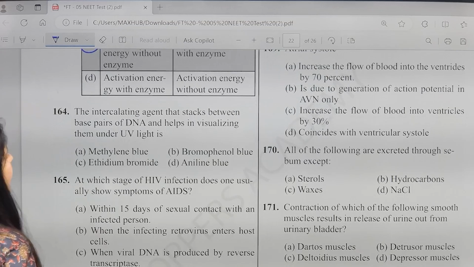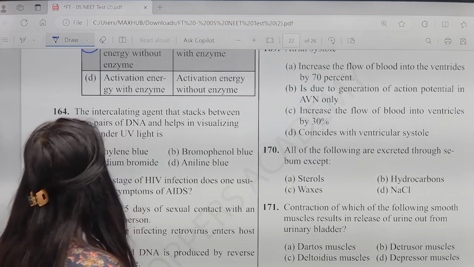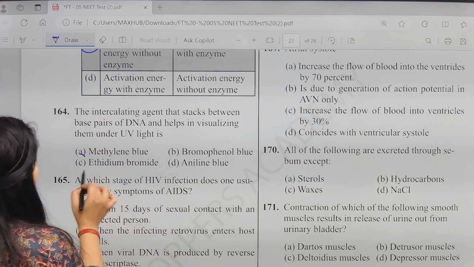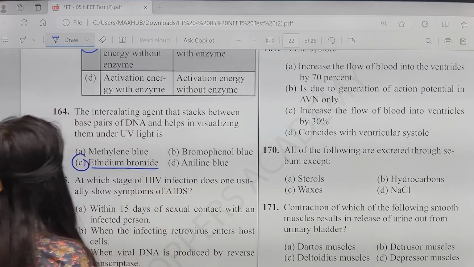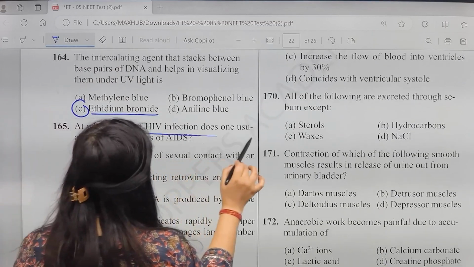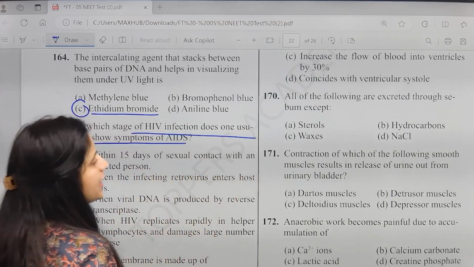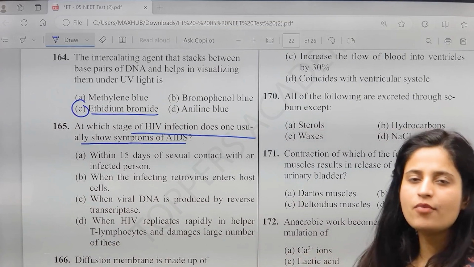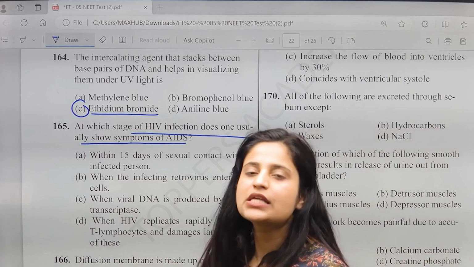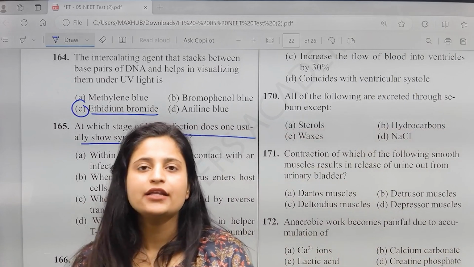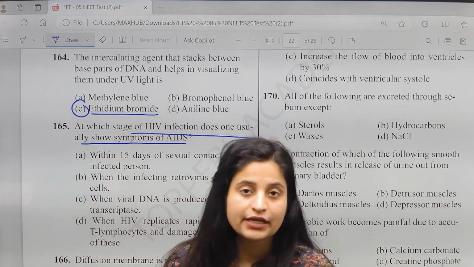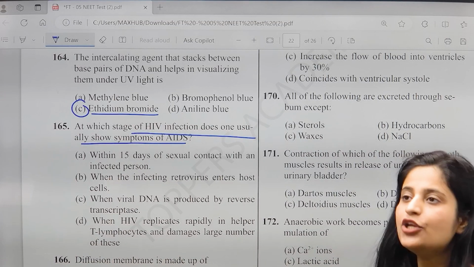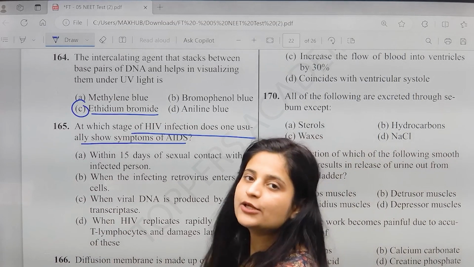The next we have: the intercalating agent that sticks between base pairs of DNA and helps in visualizing them under UV light is ethidium bromide. Yes or no? The next we have: at which stage of HIV infection does one usually show the symptoms of AIDS? What is AIDS? AIDS is a sexually transmitted disease. The full form of AIDS is acquired immunodeficiency syndrome, and it is spread through sexual contact, infected blood, and infected needles. Okay. The first case of AIDS was seen in the USA in 1981 in homosexual couples.